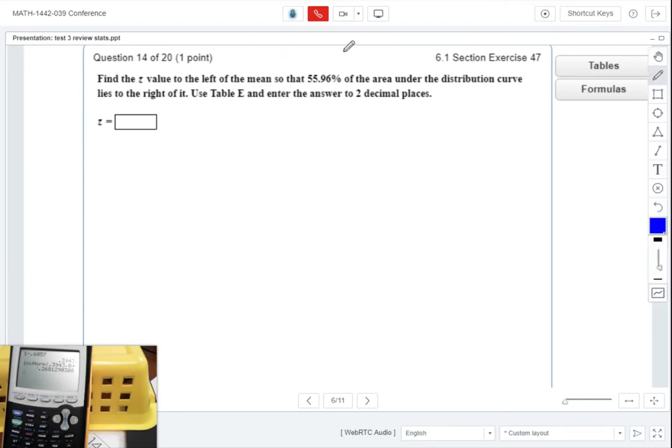Find the z-value to the left of the mean so that 59% of the area of the distribution lies to the right of it. Let's draw this picture and try to figure out what they're trying to tell us. So this is a normal curve. Here's the mean, the average. Find the z-value to the left of the mean so that 55.96% of the area under the distribution curve lies to the right of it.